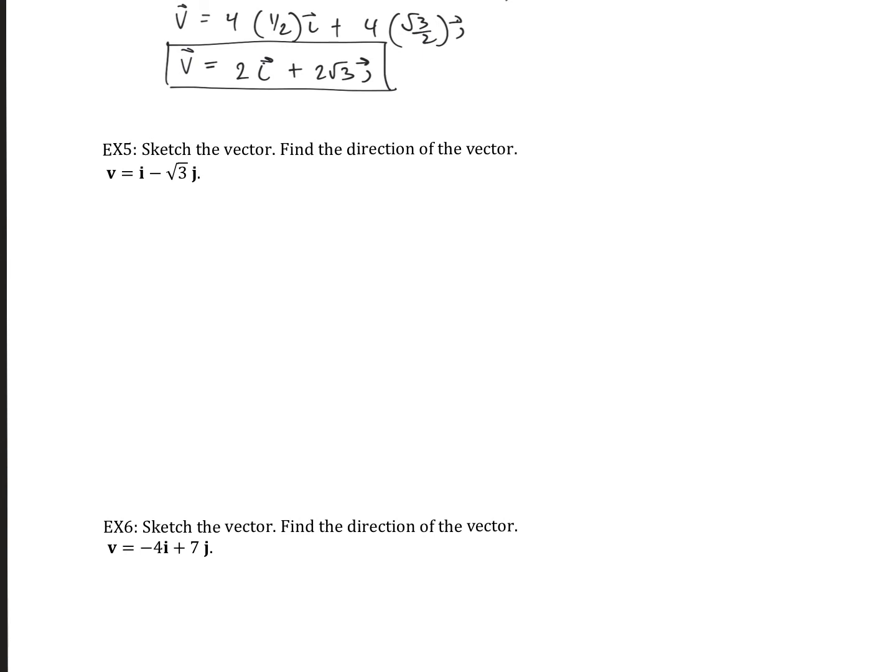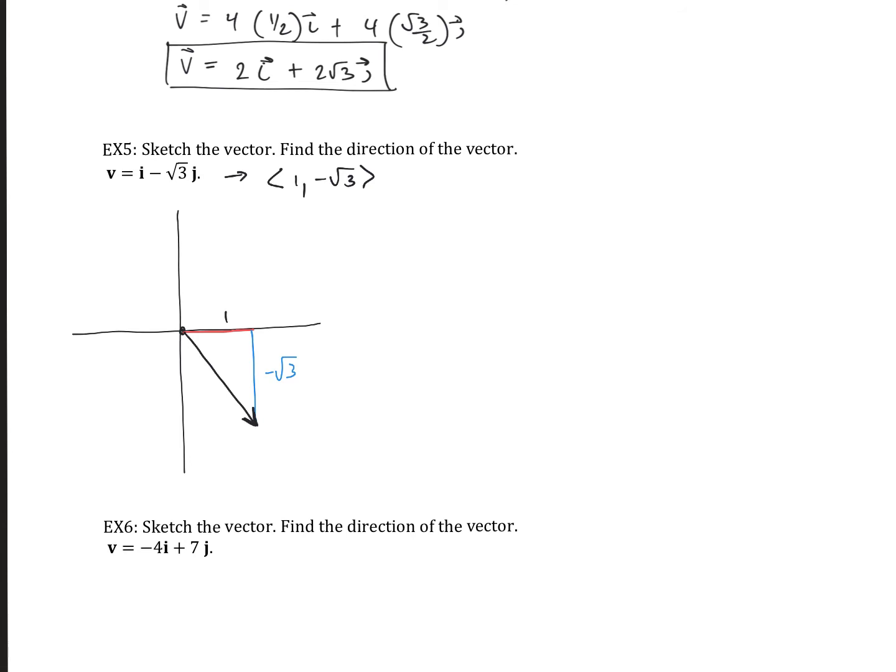Example 5. Sketch the vector. Find the direction of the vector. For sketching this, let's go ahead and rewrite it in the normal terminology we have. So that is going to be 1, negative root 3. Let's go ahead and do a small sketch of that. So starting from 0, 0, we're going to go 1 in terms of the x values, and then negative root 3. So 1, negative root 3. And here we have our vector.